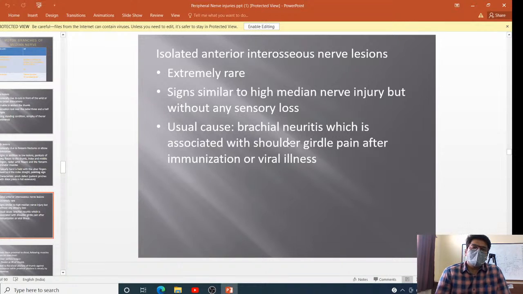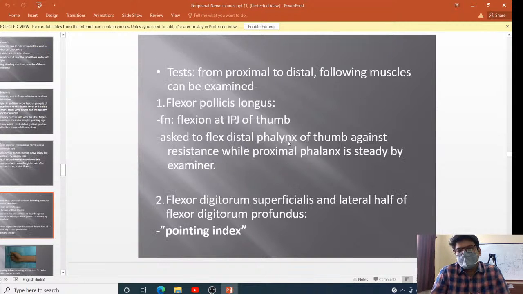Isolated anterior interosseous nerve lesions are extremely rare, similar to high median nerve injury but without any sensory loss. Tests: how to examine for median nerve injury. One is flexor pollicis longus: flexion of the interphalangeal joint of the thumb. Flexor digitorum superficialis and lateral half of flexor digitorum profundus: pointing index.